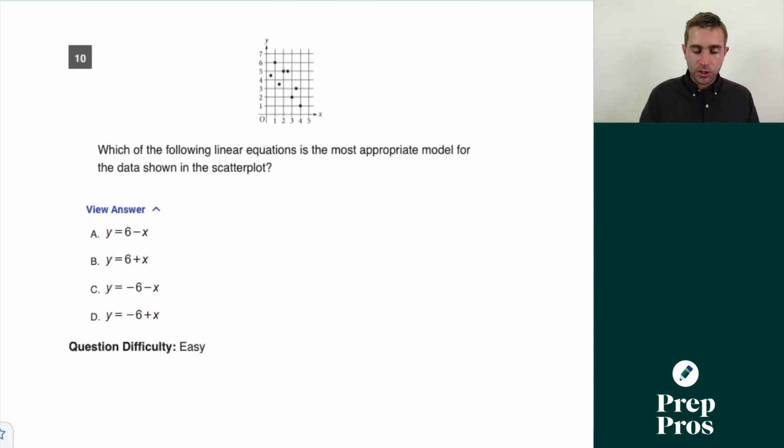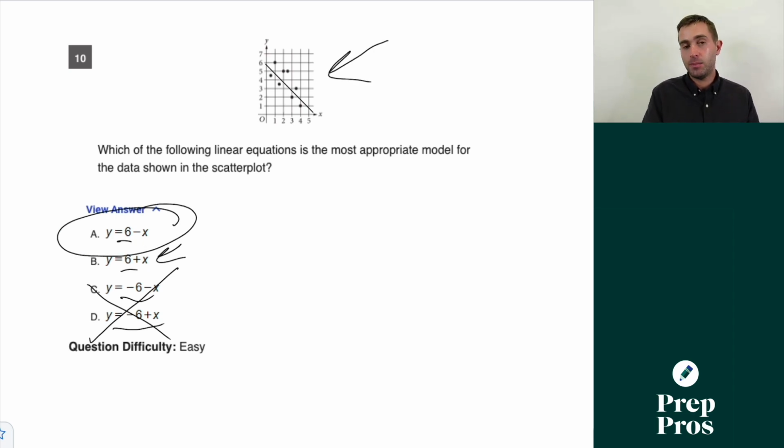Question 10. Which of the following linear equations is the most appropriate model for the data shown in the scatter plot? Now, this is really just testing you on lines of best fit, which basically means you take a line and draw it approximately down the middle. There's only going to be one answer that could possibly be close. We can very quickly eliminate C and D because those would give us negative y-intercepts. With A and B, we both have positive y-intercepts, but B would give us a positive slope, and we very clearly have a negative slope, so A must be our right answer.